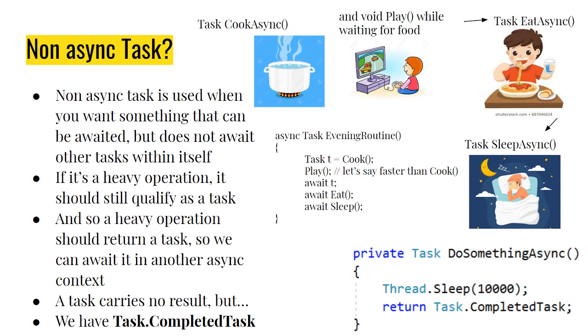We need a non-async task to simply await for something. The only reason why we need async is to call await. We can await non-async as well. So async just for await. To await something, it needs to be a task. And sometimes a task is like void, which returns nothing. So we have a static property of Task, which is Task.CompletedTask.